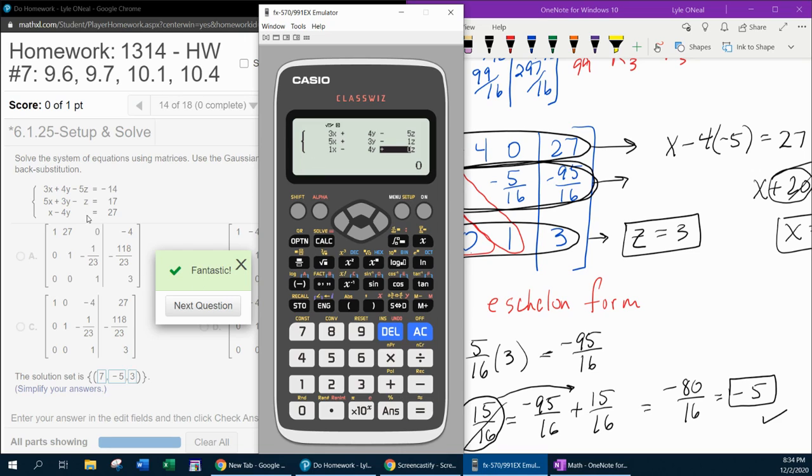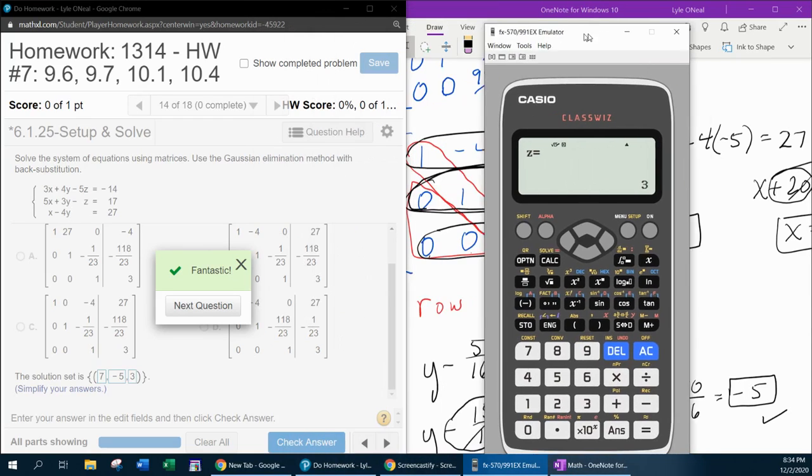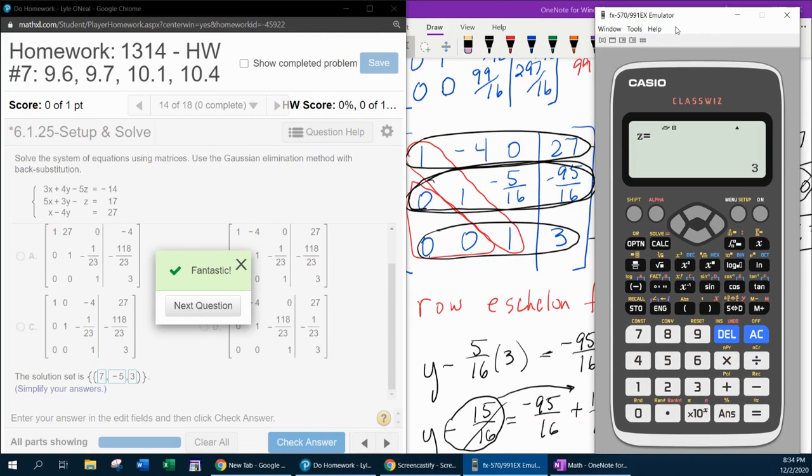Now, notice there is no z, so you do want to put 0, z, 0z, and 27. And then equals and equals again is going to tell you x is 7, equals again, y is negative 5, equals again, z is 3. And so the Casio, again, it will solve the system for you. And that is it for this particular problem.